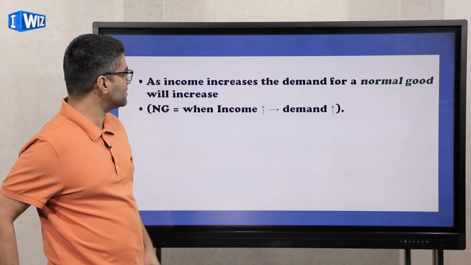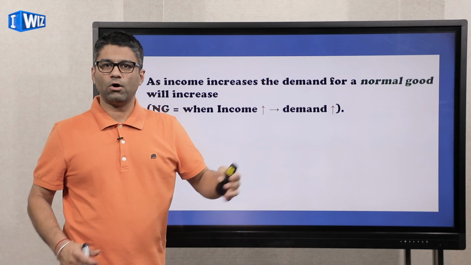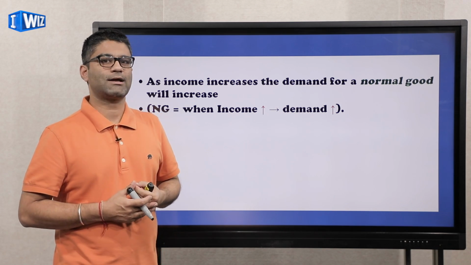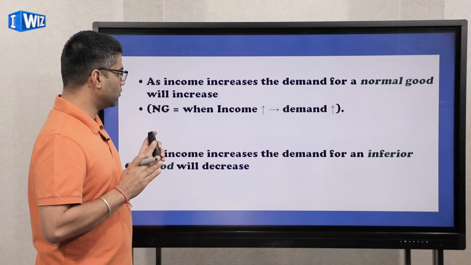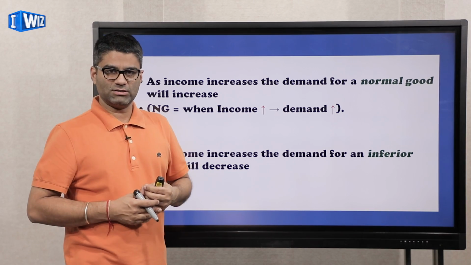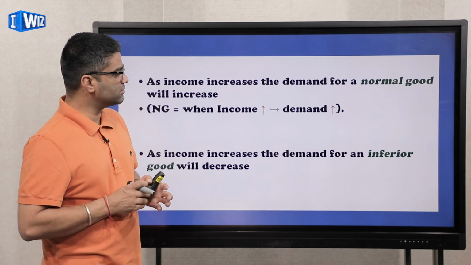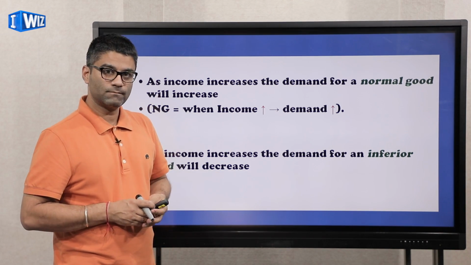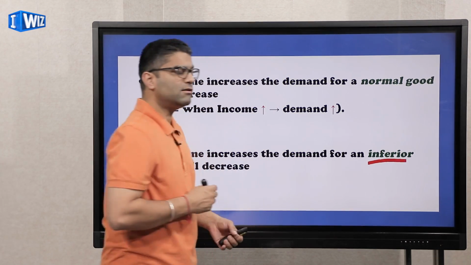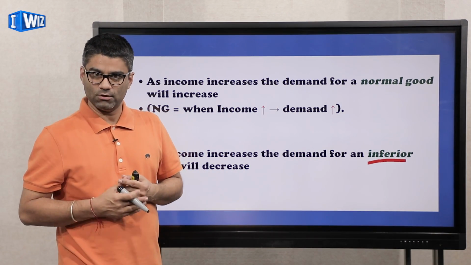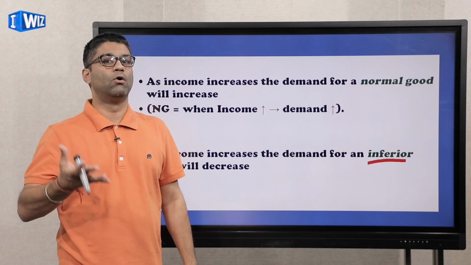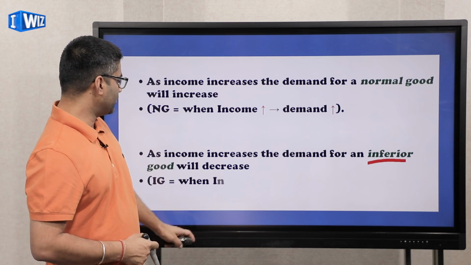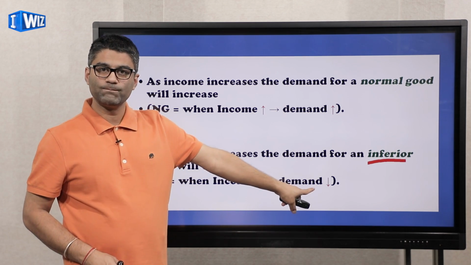All right, so that's a normal good. It has nothing to do with normal or non-normal, it's just the word given to this kind of good. An inferior good, again, it doesn't mean it's a bad good, it's just the word given to it. An inferior good is a good where the relationship is negative. So now, if our income goes up, we'll buy less of that good, and if our income goes down, we'll buy more of that good. So there's a negative relationship between income and demand.